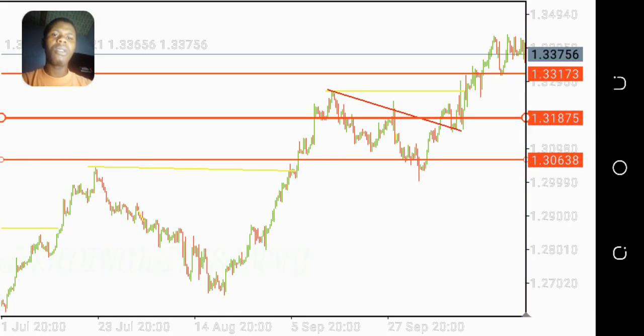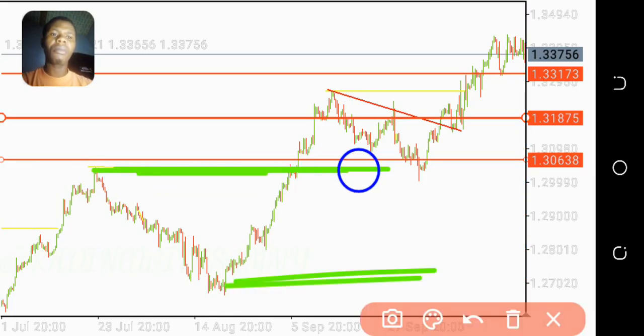It did something that is called resistance turning to support zone. But we all know that a resistance turning to support zone, for me, has a lower level of what I call possibility of playing out in the trade. Okay, it might fail, it might play out, but nevertheless it is more profitable to stick with the trend.